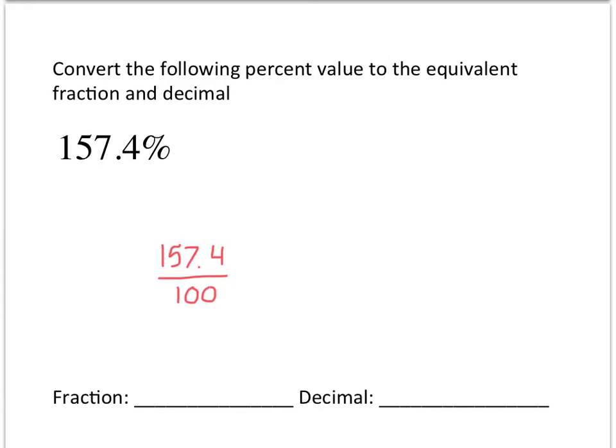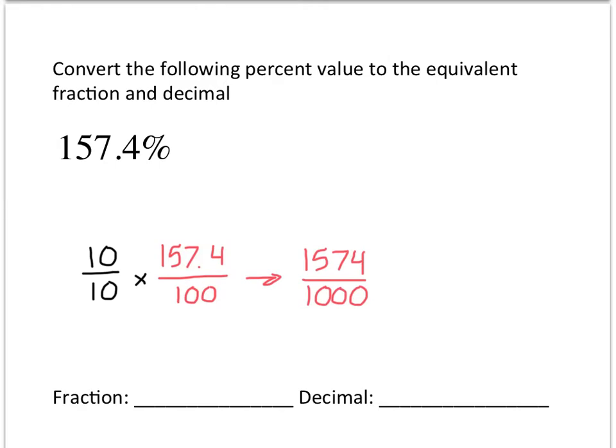So what I'd like to do first is get rid of this decimal point 4. And just as dividing by 100 moved the decimal point 2 points to the left, it actually turns out that if I multiply by 10, this just moves the decimal point 1 place to the right. Or in other words, this will give me 1,574 over 1,000. You might say, well, that looks like I made it more complicated.